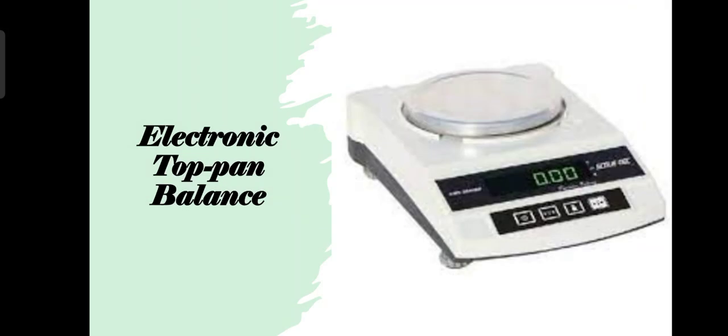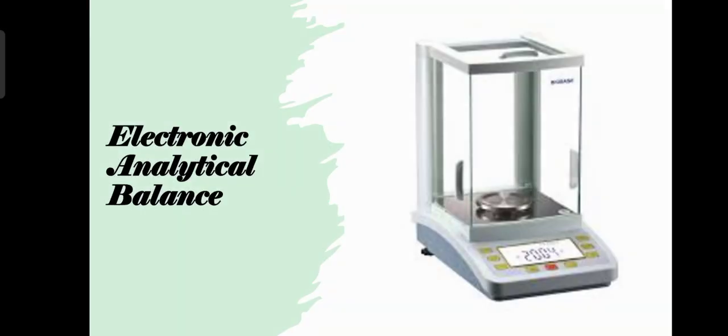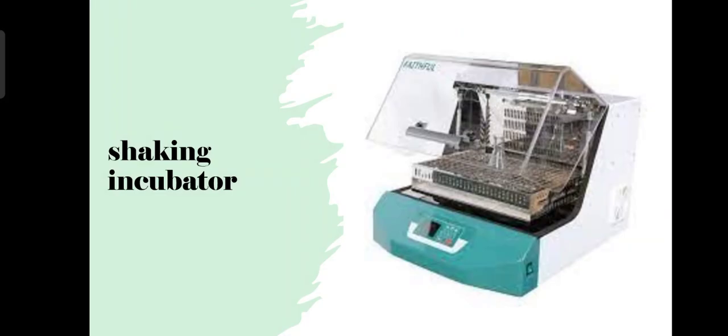Electronic top balance. Used to measure samples. Electronic analytical balance. It is used for small amounts of samples, like in milligrams. Shaking incubator. Used for cell culturing. The instrument incorporates oxygen and evenly distributes nutrients through the culture media.